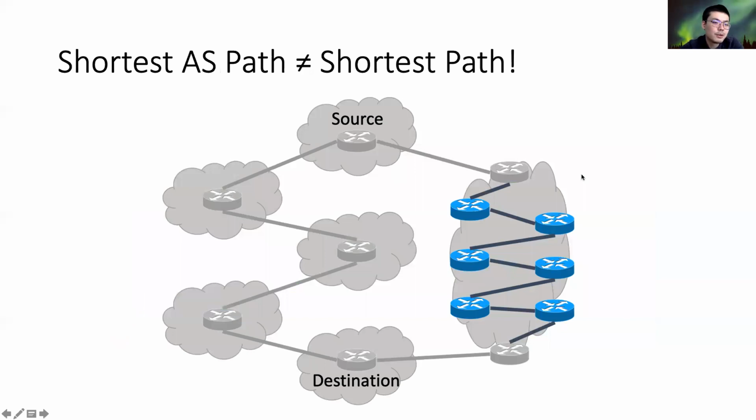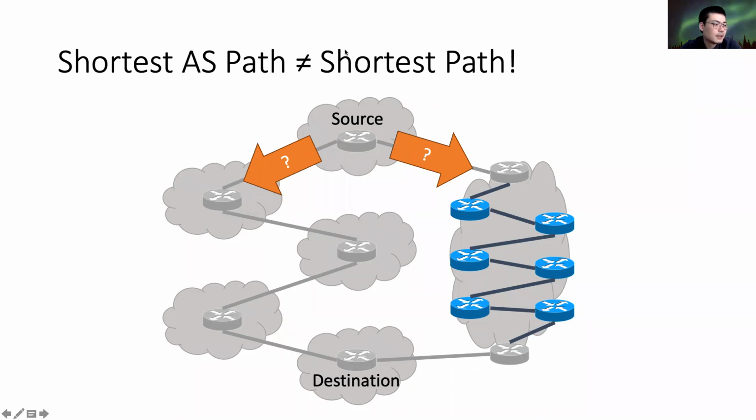Another thing that we need to keep in mind is the concept of AS path. AS path is not shortest path. AS path means the least number of ASes you pass through. For example, from the source, you go through here, and here, and here, and here. So you pass through 4 other ASes, altogether 5 ASes in the path. On the other hand, if you pass through this AS and go to the destination, you have only 3 ASes on the path.